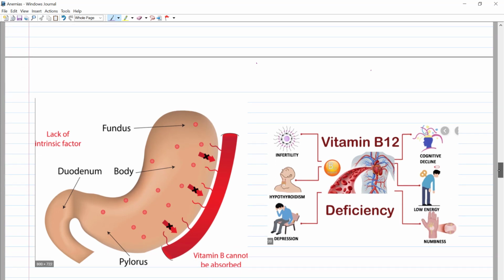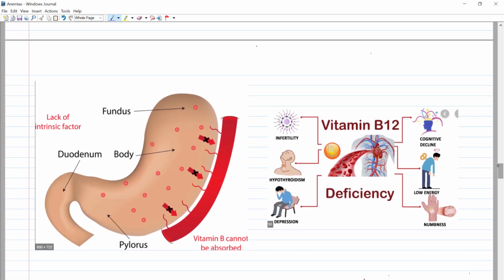Now let's move on to vitamin B12. The thing with vitamin B12 deficiency anemia is that, again, it's kind of related to folic acid deficiency anemia. And vitamin B12 needs an intrinsic factor for it to be absorbed in the gastric area.